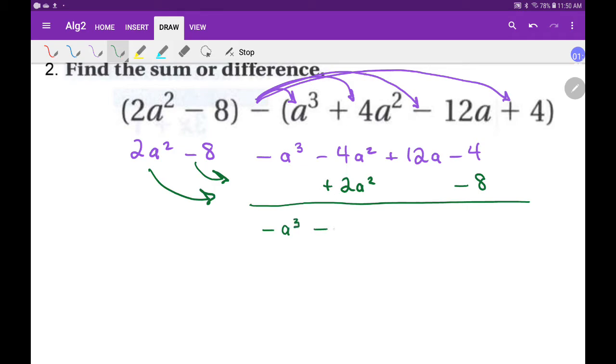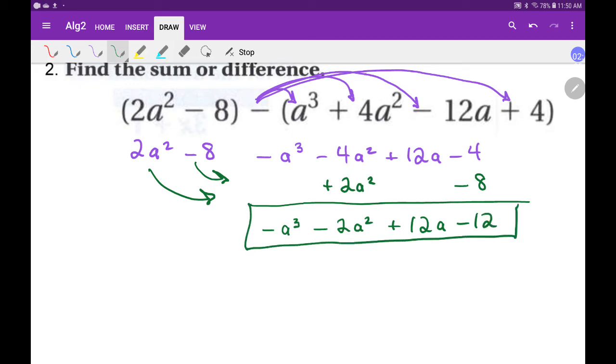There's going to be a fight, and the negative's going to win by 2. There's nothing going on here except a 12a, and 2 negatives make something even more negative. And so that will be my answer.